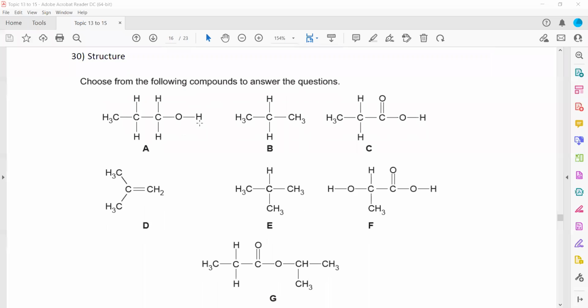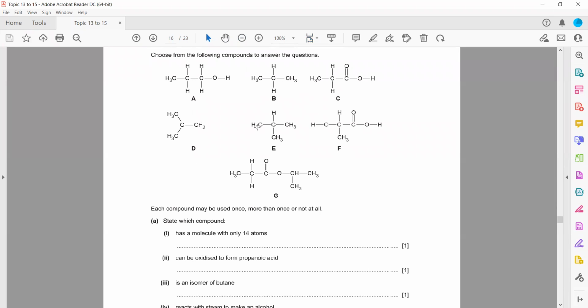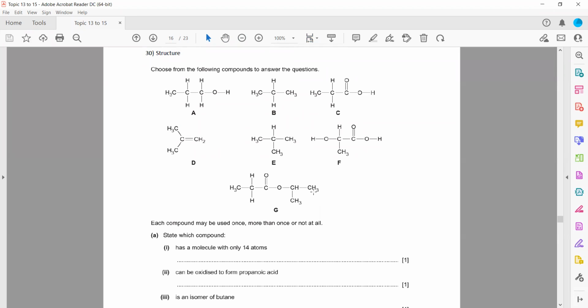Then in question 30, choose from the structure of a compound to answer the questions. Each compound may be used once, more than once, or not at all. Which has the molecule with only 14 atoms? So you have to count the number of atoms. Here it contains 3 carbon atoms. How many hydrogen? 3, 4, 5, 6, 7, and 8 hydrogen. 8 plus 3, 11. And then 1 oxygen is there, so 12. So that is A, cannot be.